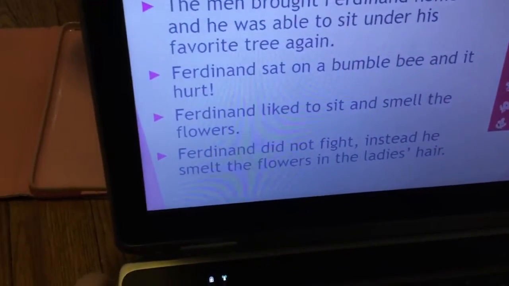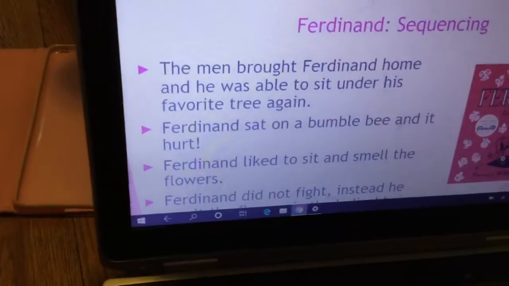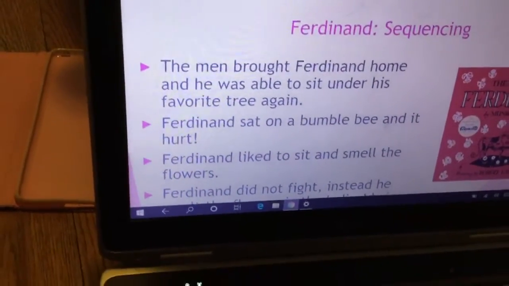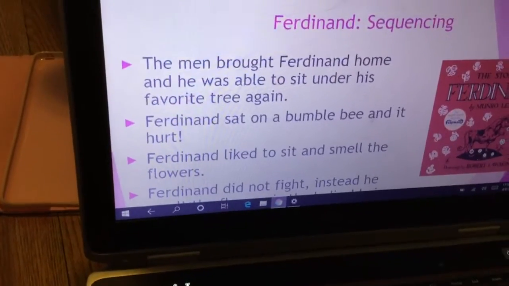So I'm going to exit out of this and I'm going to put a 1 next to that statement because we know that that is the very first thing that happened in the story. So let's go ahead and put a 1 next to that event. Perfect. Now, let's keep going.